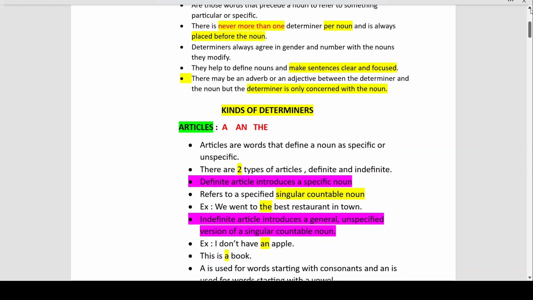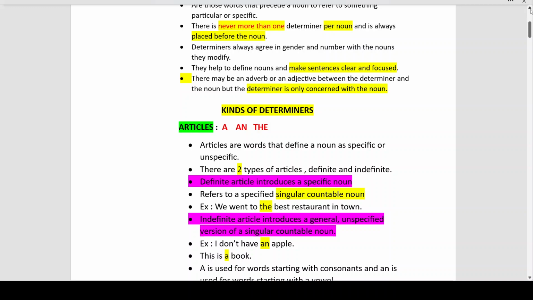Now, why do we need determiners? Because they will define the noun and they will help the sentences be more clear to us to understand what the sentence is trying to project to us. Now, there may be an adverb or an adjective between the determiner and the noun, but the determiner is only concerned with the noun. It has nothing to do with any adverb or adjective placed between the determiner and the noun. So, we will now try to understand what are the different kinds of determiners.